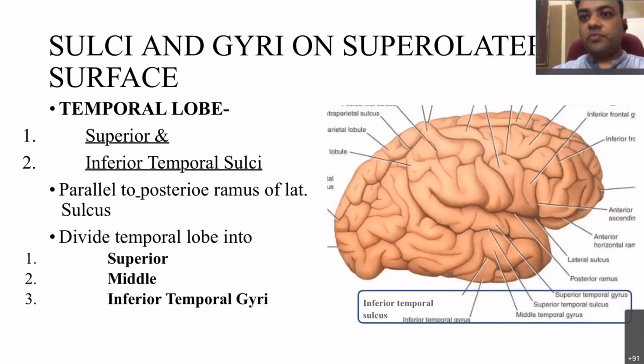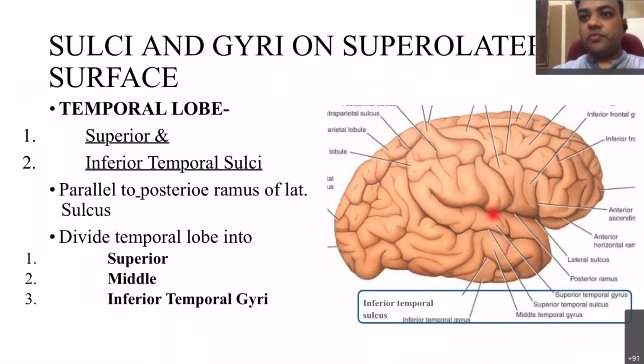Now temporal lobe. So here there are two main sulci, superior temporal sulcus and inferior temporal sulcus. Inferior and superior temporal sulcus. And they are parallel to the posterior ramus of the main lateral sulcus. ये होगा तुम्हारा posterior ramus of the main lateral sulcus. This is superior temporal sulcus, inferior temporal sulcus, and this is the infralateral border.